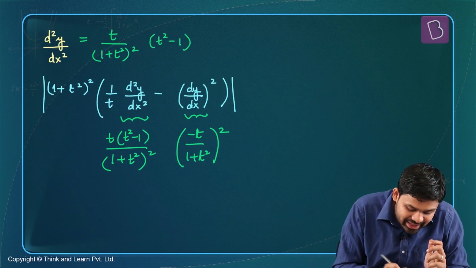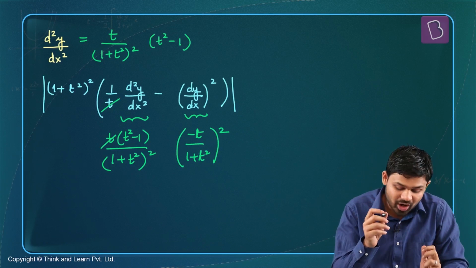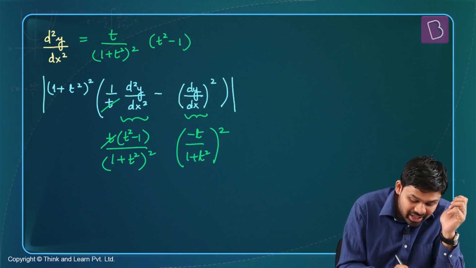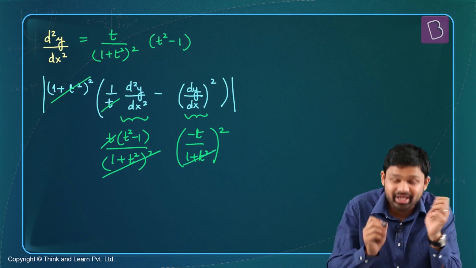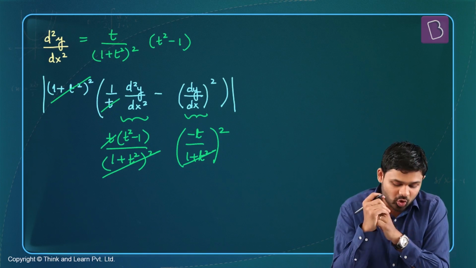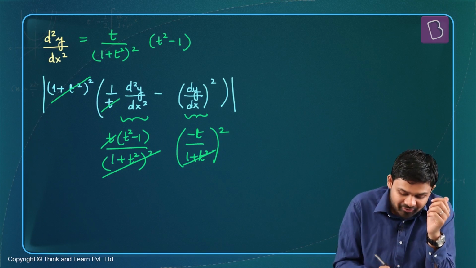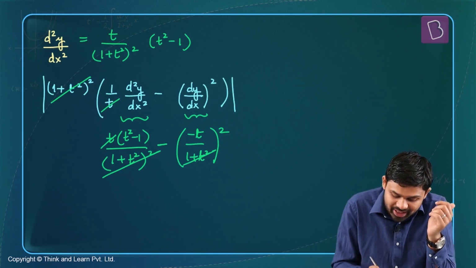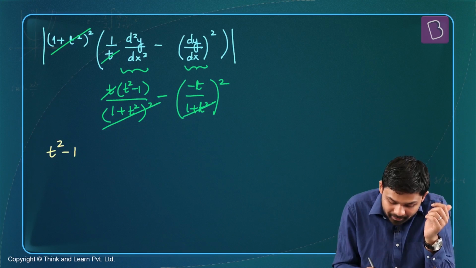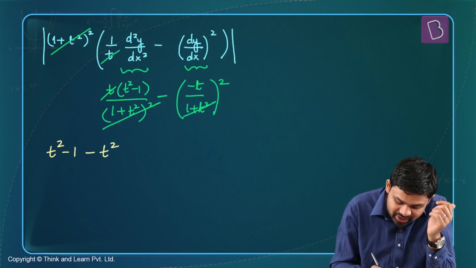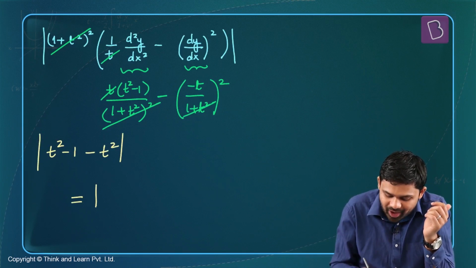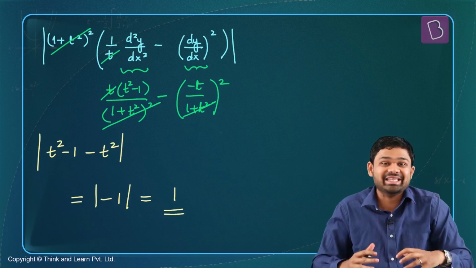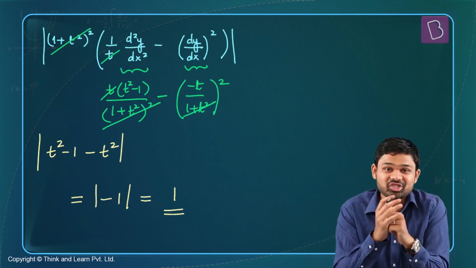So now you will see that the t in the denominator and the t in the numerator will cancel out, and what you see is there is a 1 plus t square, the whole square, multiplying both these terms, which will cancel out with both the denominators, because both the denominators are 1 plus t square, the whole square. So now you are all left with t square minus 1 minus t square. That's all that you need to do. So you will be left with t square minus 1 minus t square, but with the modulus sign. So the solution for this is mod of minus 1, which is 1. A very straightforward solution. At the end, we just got the number 1 as the answer to this question.